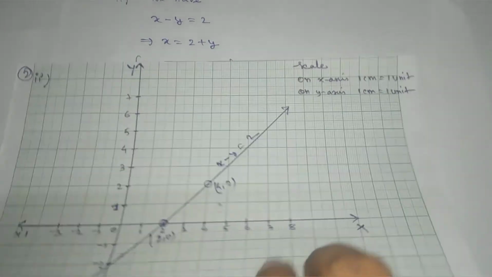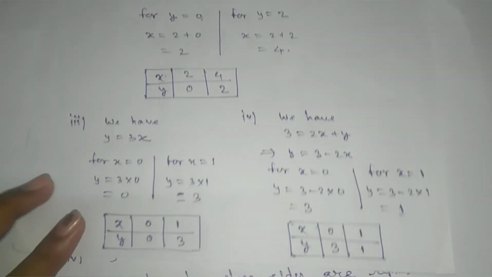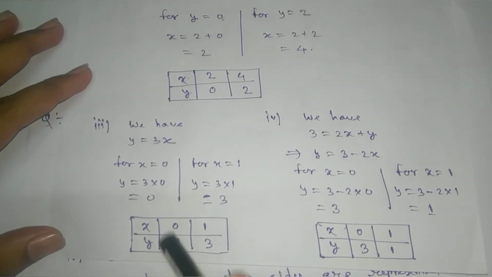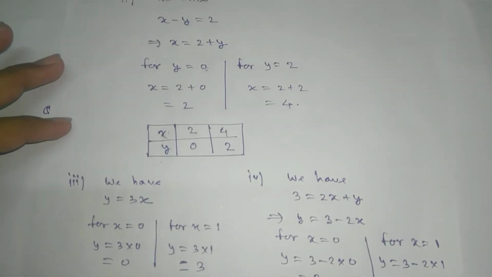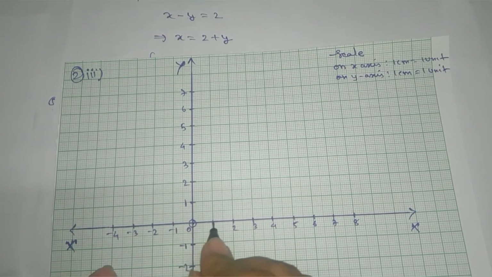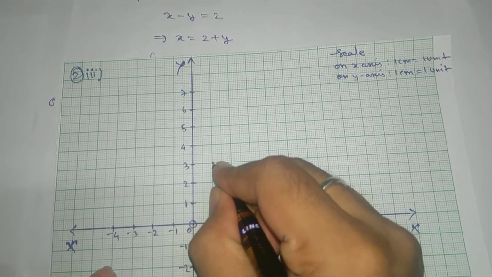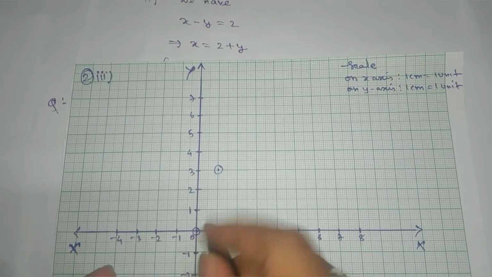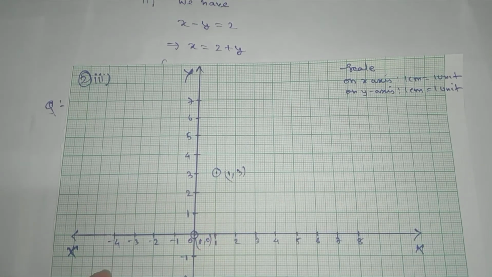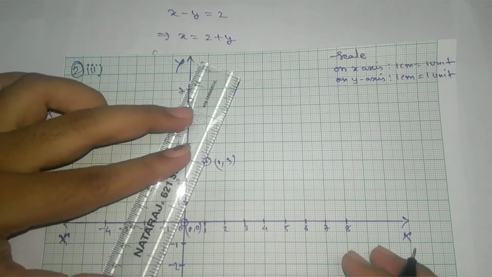Okay. So next problem, third one. The third one's points are 0, 0 and 1, 3. So we'll go 0, 0 and 1, 3. First is 0, 0. Another is 1, 3. So we'll mention here 0, 0 and this is your 1, 3. And take the point. Adjust here.